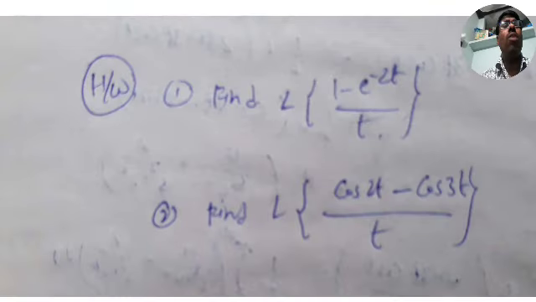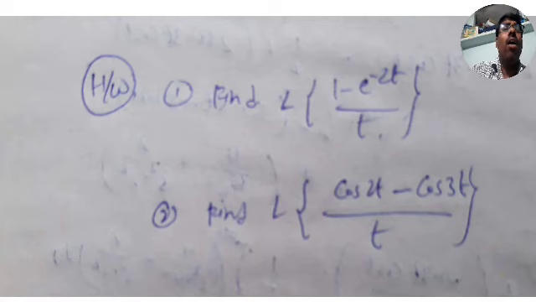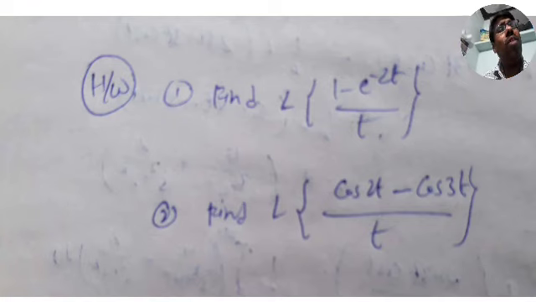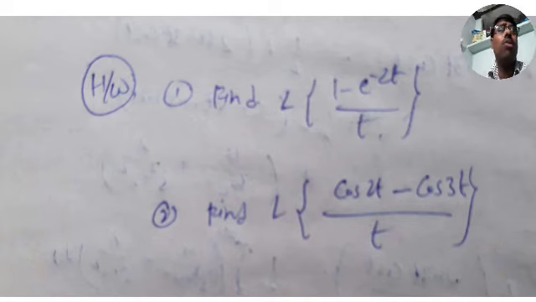So this is the homework I am giving. First one, find L of 1 minus e power of minus 2t by t, division by t method. What is f of t? 1 minus e power of minus 2t. Apply, find f bar of s and do integration from s to infinity.